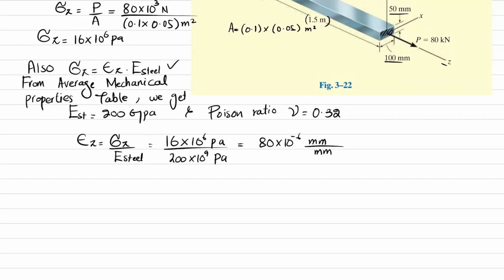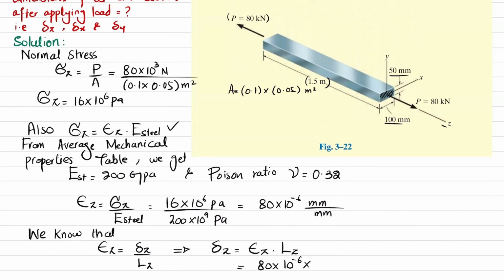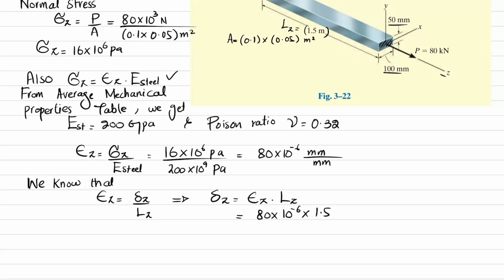We know that strain epsilon Z is equal to change in length in Z direction divided by original length Lz. Clear? So from here, this change in length in Z direction comes out to be epsilon Z multiplied by original length, which is Lz. So epsilon Z is 80 into 10 to the power minus 6 multiplied by this length in Z direction, which is 1.5 meter.